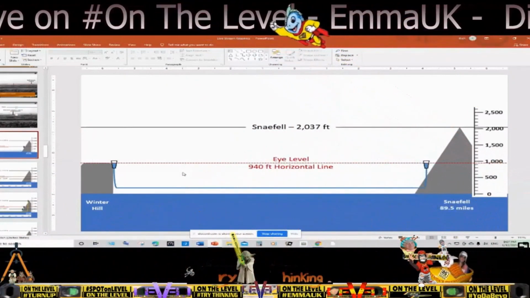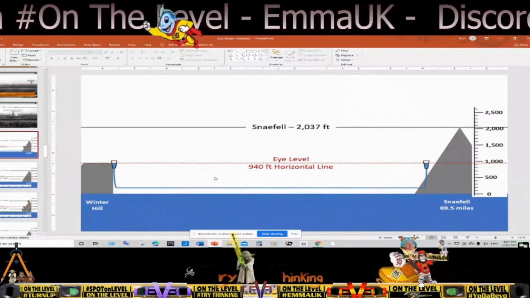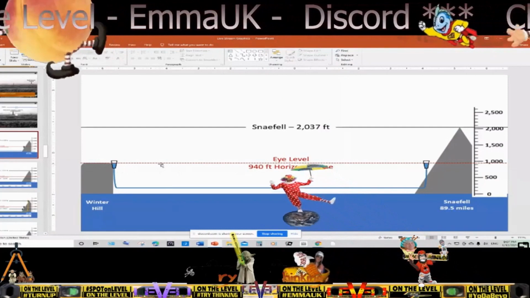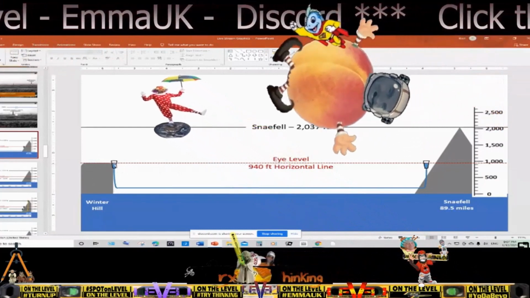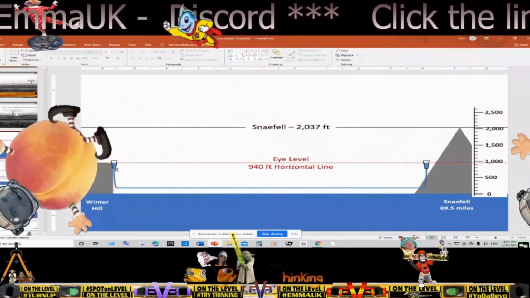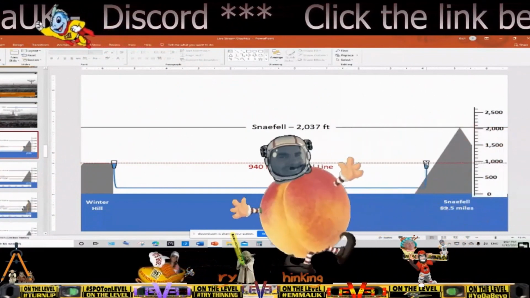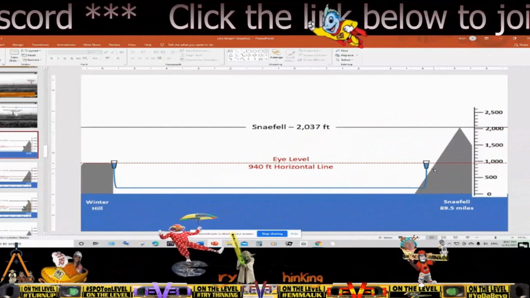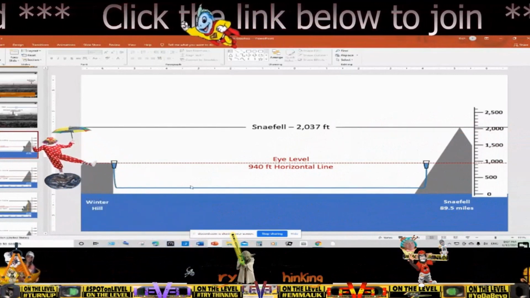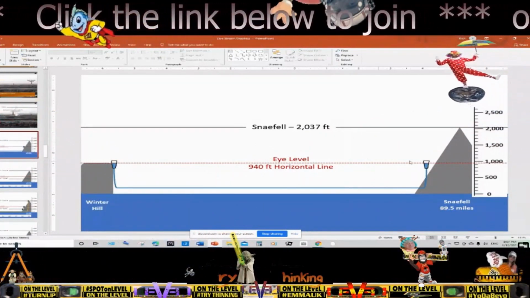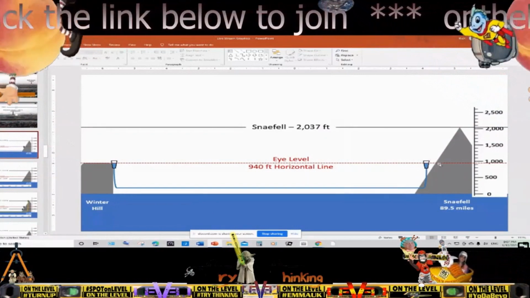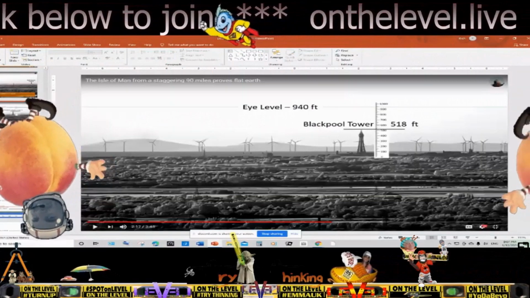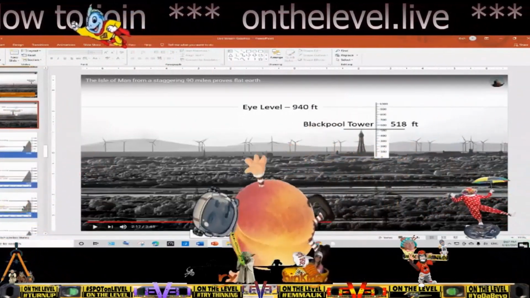Okay, so look at the diagram here. There is your 940-foot horizontal line. You just told me that it would be cutting through a water level that extends no matter what distance. What's the blue line at the bottom? So that horizontal line would intersect Snaefell at 940 feet. We do not see that. Just go back again. Go back.